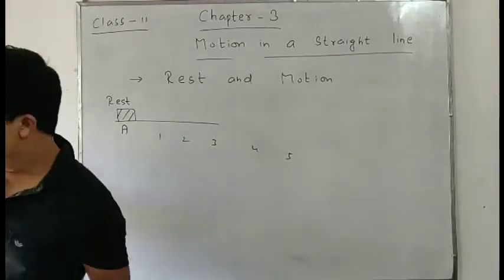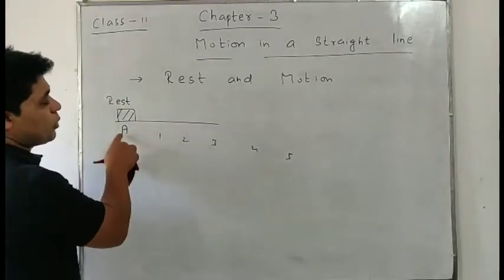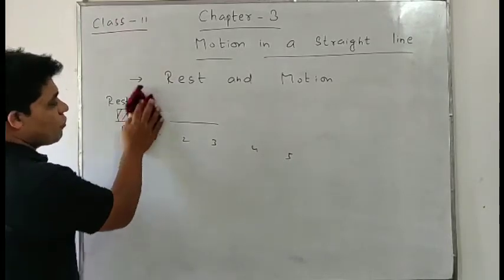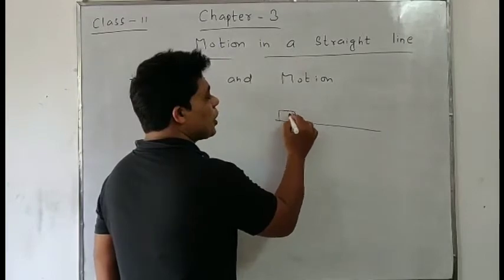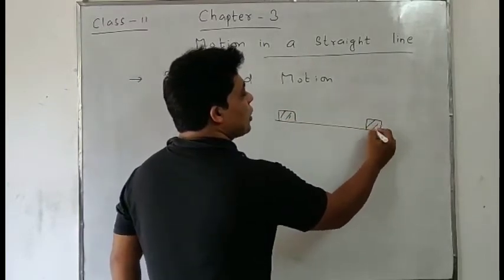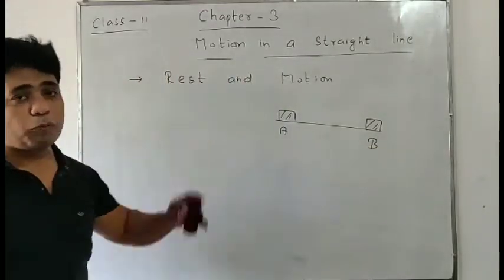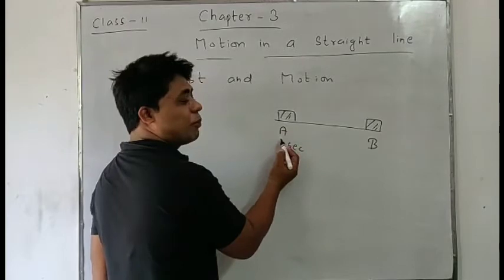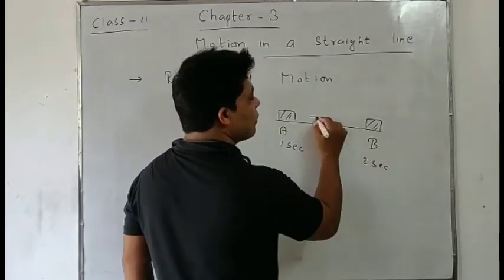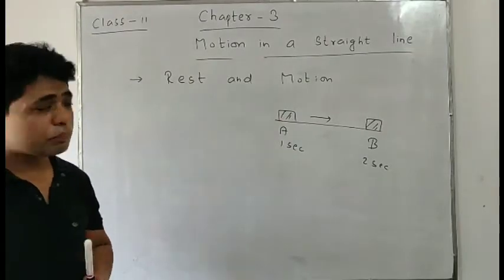Okay, students? So when an object cannot change its position with respect to time and surrounding, it is in the state of rest. While in case of motion, an object can change its position with respect to time and surrounding. For example, at 1 second the object was at point A, and after 2 seconds the object reached point B. So that object is said to be in the state of motion.